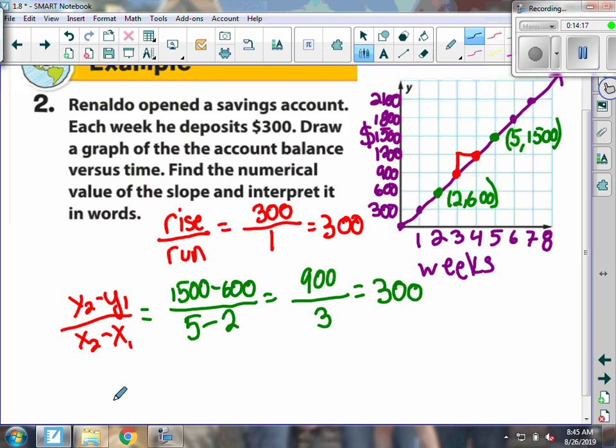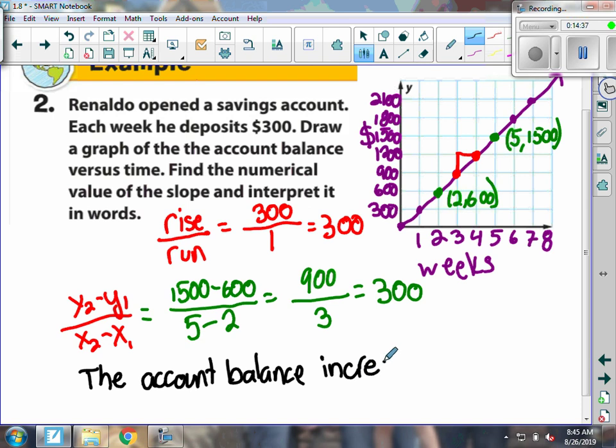So what this means is the account balance increases. It's positive, so it's increasing by $300 a week. Okay, so make sure that you get that copied down, please.